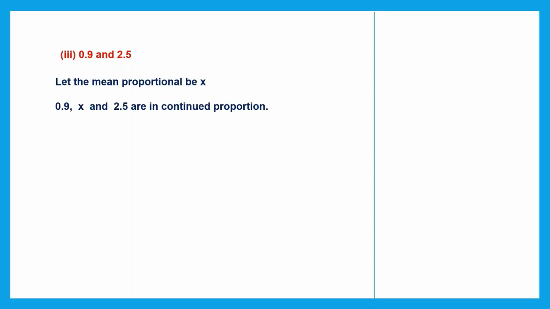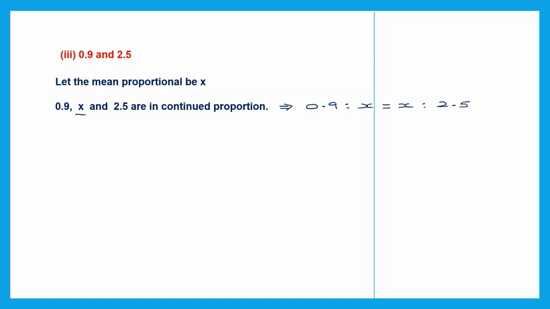Question 3, 0.9 and 2.5. So let's begin by saying let the mean proportional be x. That means 0.9, x and 2.5 are in continued proportion and x is the mean proportional. So when they are in continued proportion, what does that mean? It means that 0.9 is to x, this ratio is in proportion to x is to 2.5.